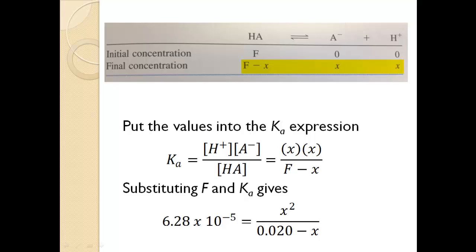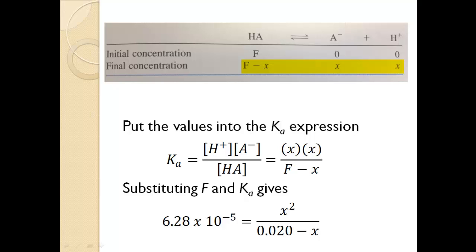And the final concentration of the HA would be F minus X, the formal concentration minus whatever dissociated. Because remember, these are weak acids and weak bases, so they're not going to completely dissociate, they're only going to partially dissociate. So you have to figure out, at the end of the reaction, you still have some HA left in there, but how much?